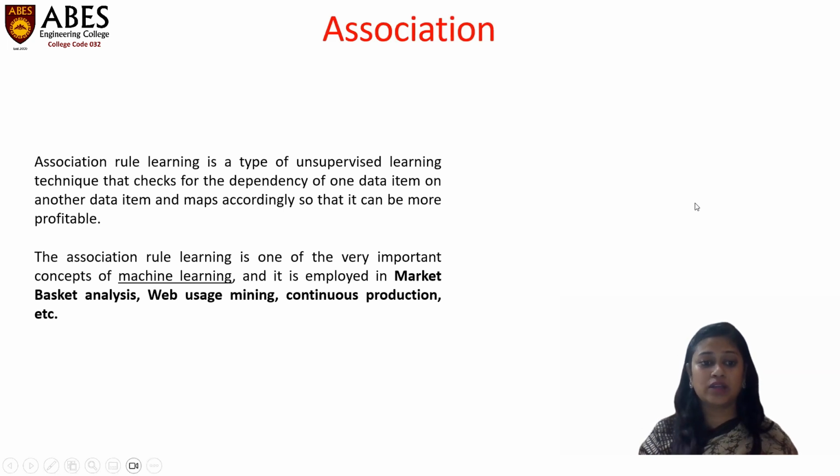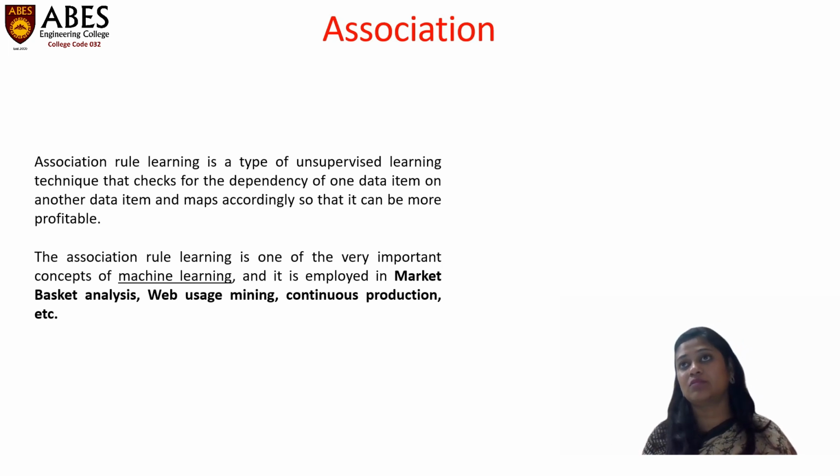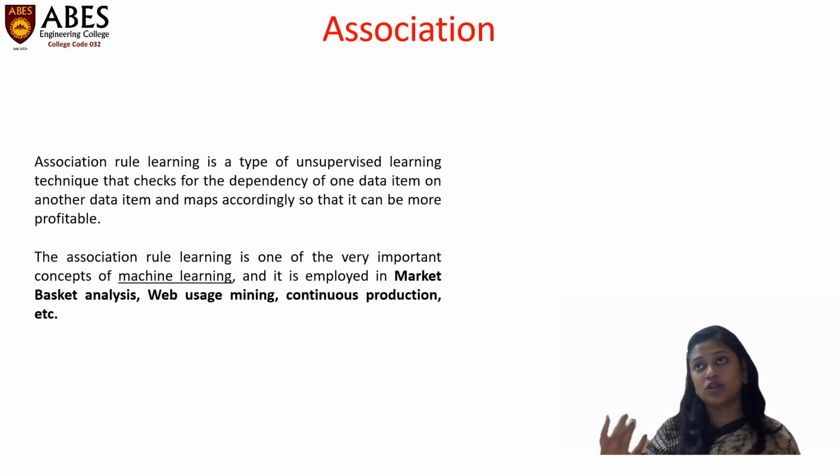So now how will association work? Association rule learning is a type of unsupervised learning that shows the dependencies between two or more products. For example, if I'm buying bread, definitely I will need either jam or butter. So my bread purchase is directly related to my purchasing in future either jam, butter or peanut butter, something with my bread.